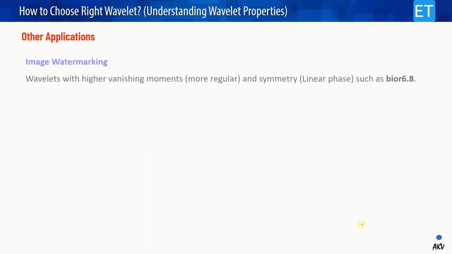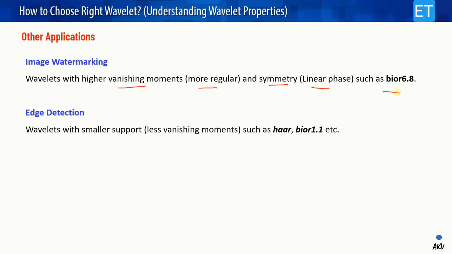Let's see other applications such as image watermarking. For image watermarking, wavelets with higher vanishing moments, I mean the more regular and symmetric wavelets having the linear phase, should be selected, such as Bior 6.8. And for edge detection, this is of course similar to the feature detection which I have already covered in the first example. Here the wavelets with a smaller support, I mean fewer vanishing moments, should be selected, such as Haar, db2, Bior 1.1, etc.